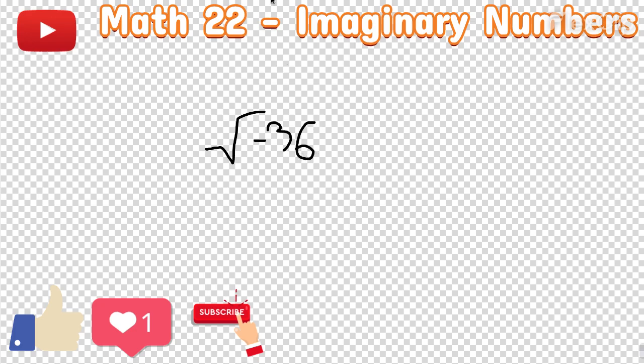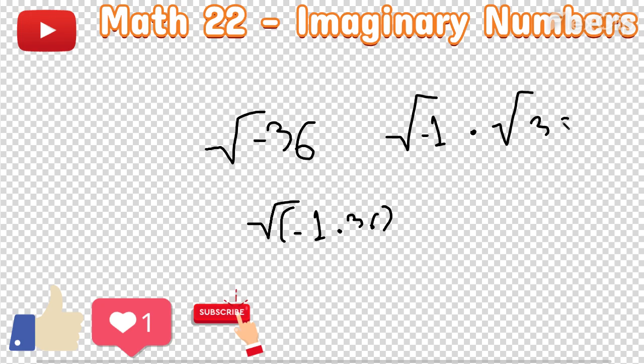In order to simplify this, we must recognize that the square root of negative 36 is simply the square root of, in parentheses, negative 1 times 36. Now, we can simply split the square root, and we get the square root of negative 1 times the square root of 36. And we can use the rule that the square root of negative 1 is always equal to 1 imaginary unit.